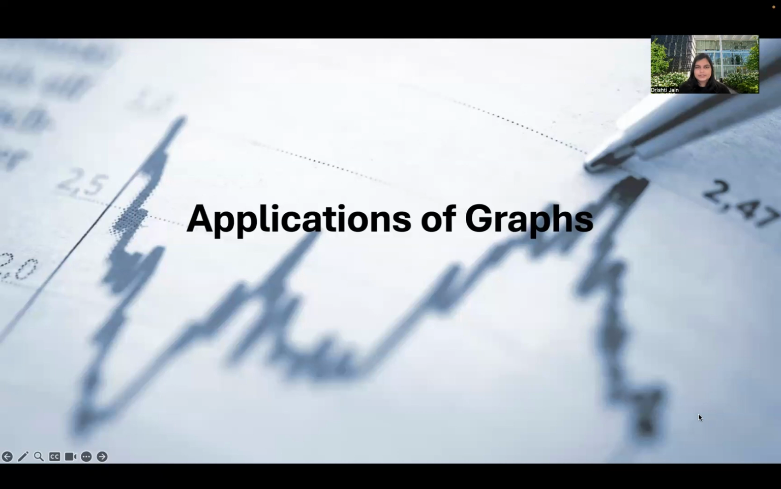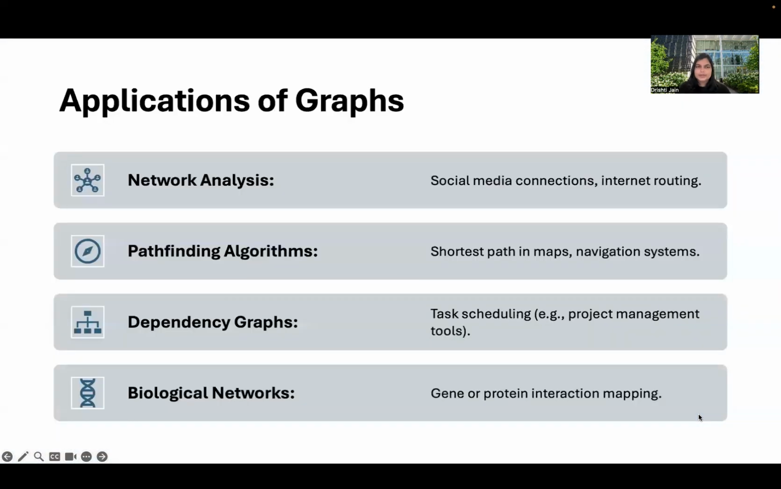Let's look at a few applications of graphs. The first one is network analysis. Right from social media connections to internet routing, graphs have a use case everywhere. Next, path-finding algorithms. Shortest path in maps and navigation systems all use graphs. Right now, everybody uses maps or navigation systems in their car when traveling from one place to the other. Even if you're new to a place, you rely on map technology and navigation to help you reach your destination in the shortest and fastest amount of time. All of this has been possible through pathfinding algorithms running on the back end.